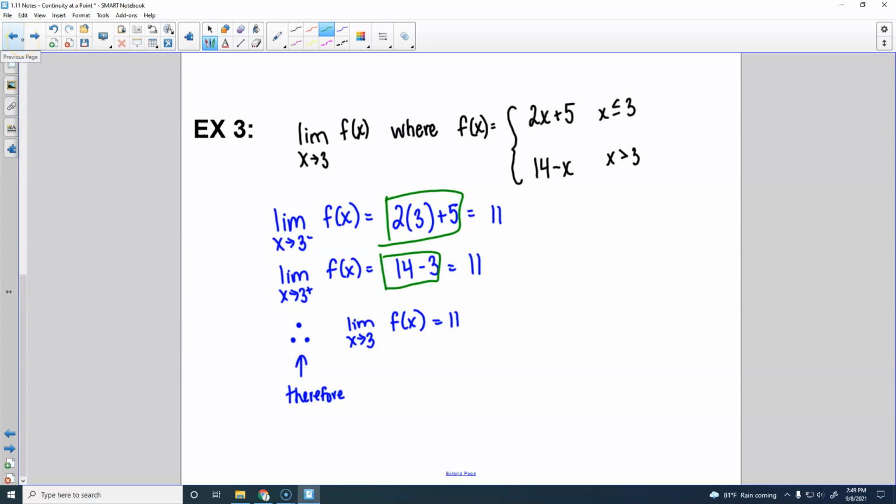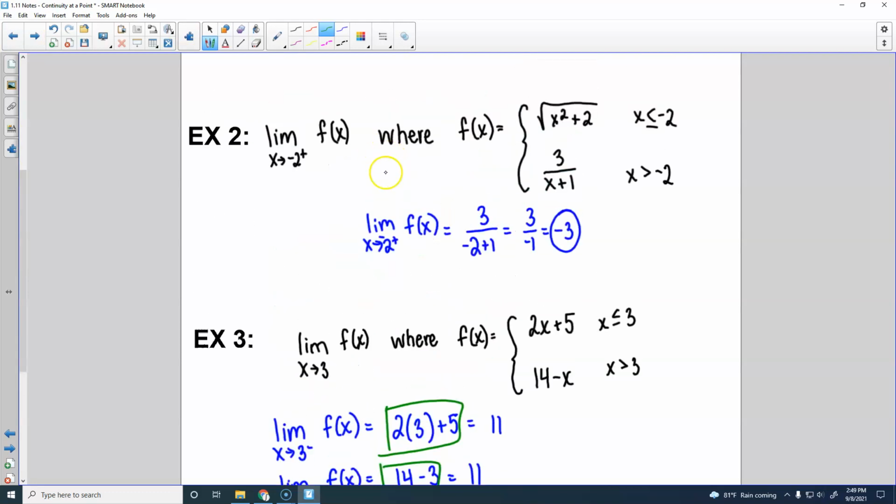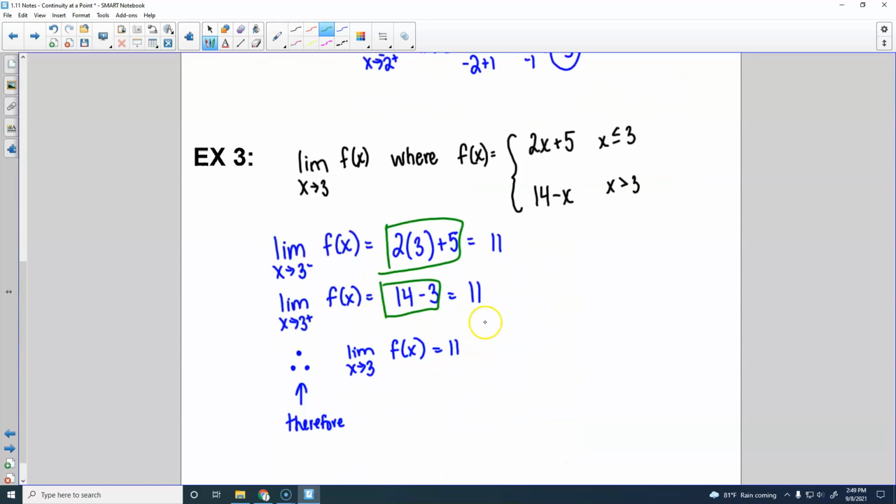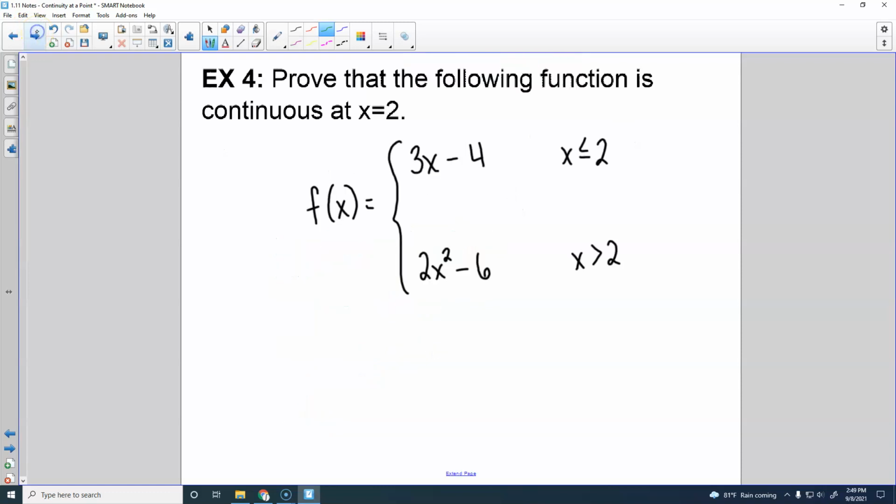If it's a piecewise function like this, if it's just a regular function, like if this first one right here didn't have that plus sign, you can just work those out like normal. But with piecewise functions, where the limit from the left and right use different equations, you have to write it out.